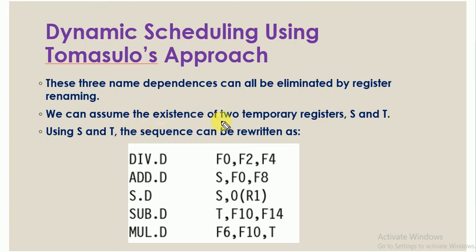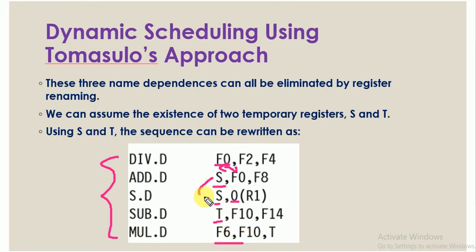We can assume the existence of two temporary registers S and T. And by using S and T, we are just rearranging the same set of operations. Then DIV.D produces F0, ADD.D. So data dependence cannot be avoided here, but the result is stored in register S, and this register S value is stored into the memory address. Then SUB.D produces the result and stores it into the register T, and MUL.D takes the result T and will be multiplied with 10, and the result is stored in F6.